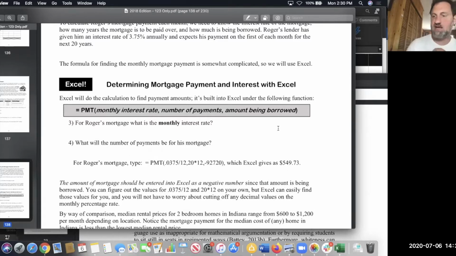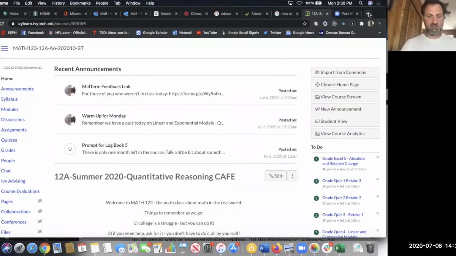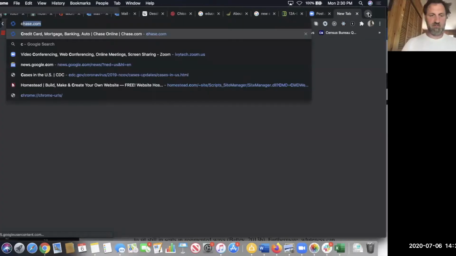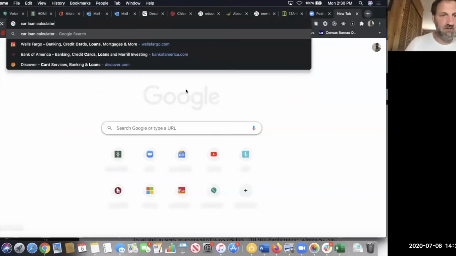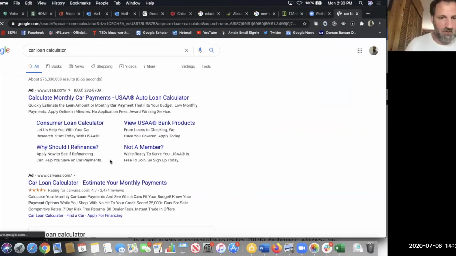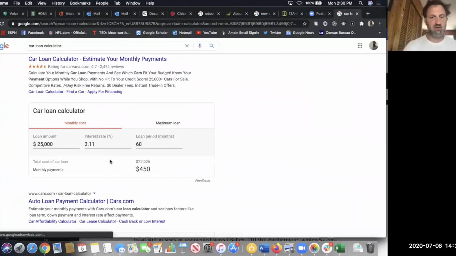You do not have to have Excel to do it, because you could go to Google and say, Google, give me my car loan calculator. And there we go. Car loan calculator from Google. The loan amount was $15,647. The interest rate was 3.75%. The loan period was 48 months. They don't round it to the nearest penny. They round it to the nearest dollar. But it's the same. They're doing the same thing.